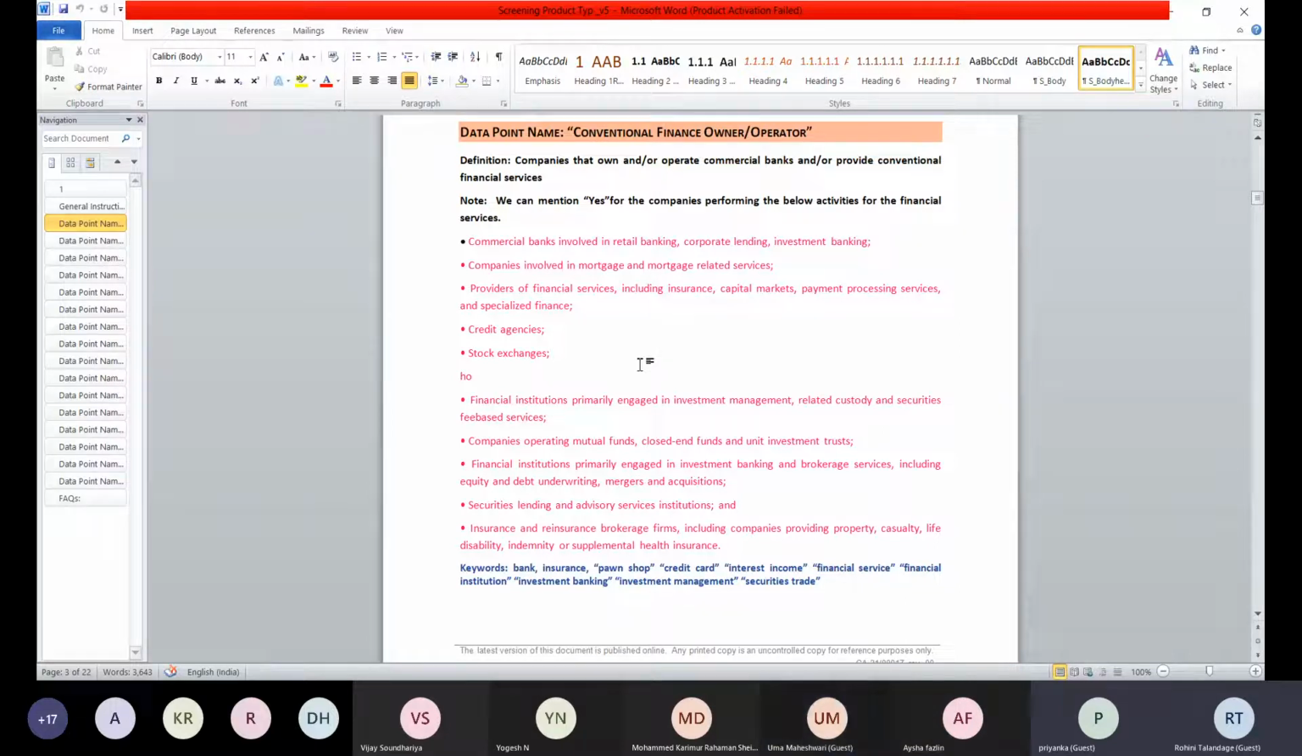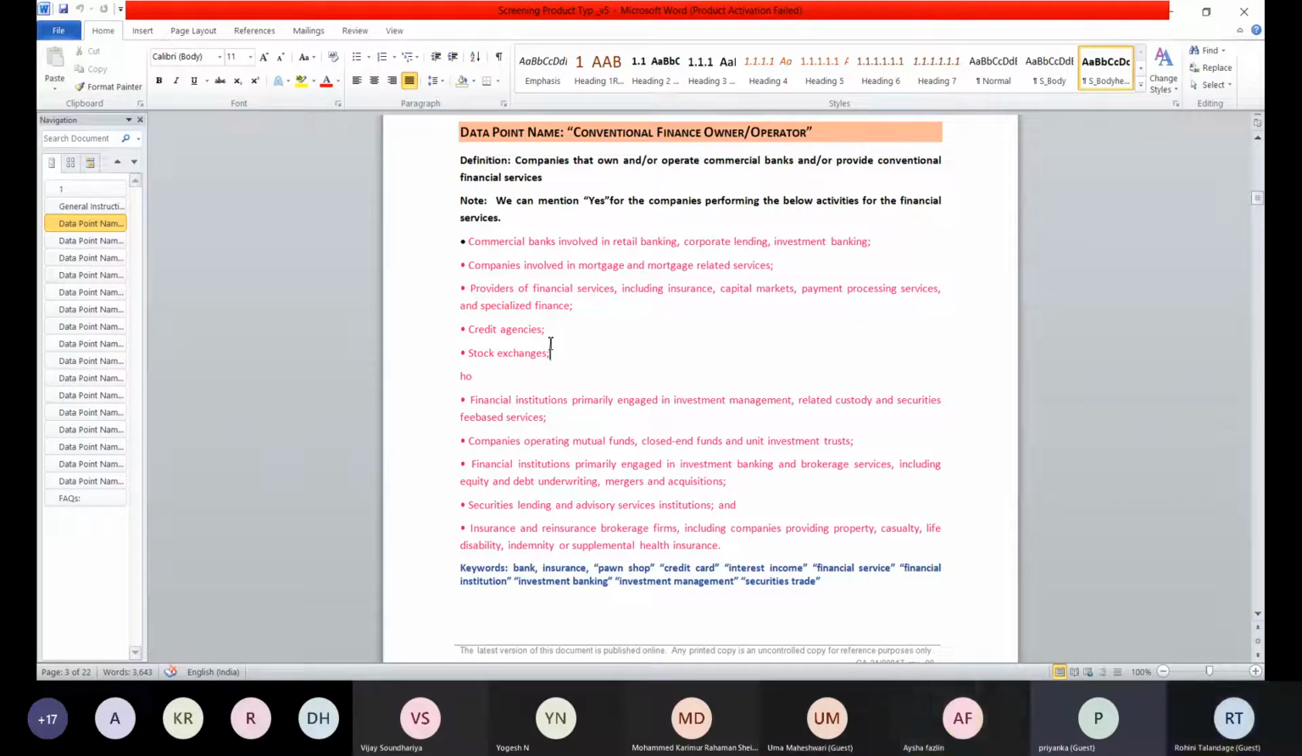If the issuer is providing these services, then you can mark yes. We have 15 more points to say yes or no, and we have to go through them. Those will all be different cases. This one is about conventional finance; the others will be different data points. Okay, ma'am, got it.